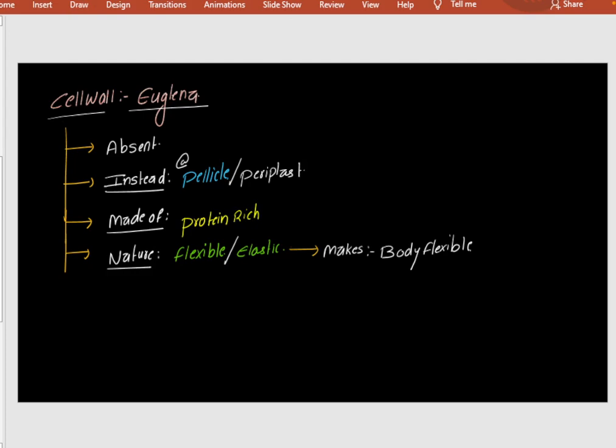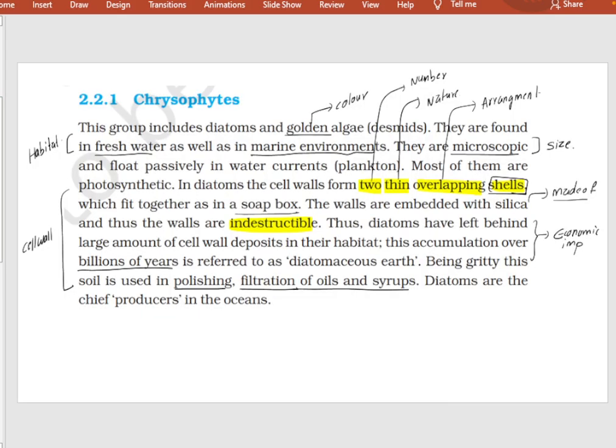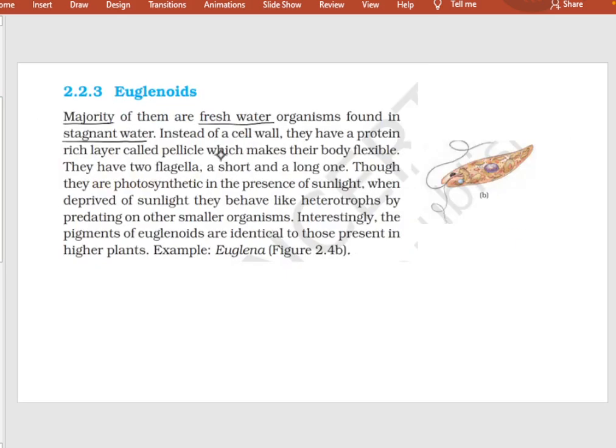Very important: compare the nature of the three. Chrysophyte nature is thin and indestructible, whereas rigid and stiff in dinoflagellates, whereas flexible, elastic in Euglena. See here what NCERT says: instead of the cell wall, they have a protein-rich layer called pellicle, which makes the body flexible. That's it, this is regarding the cell wall.